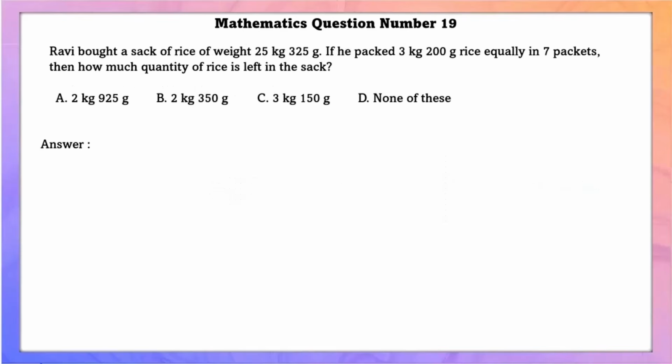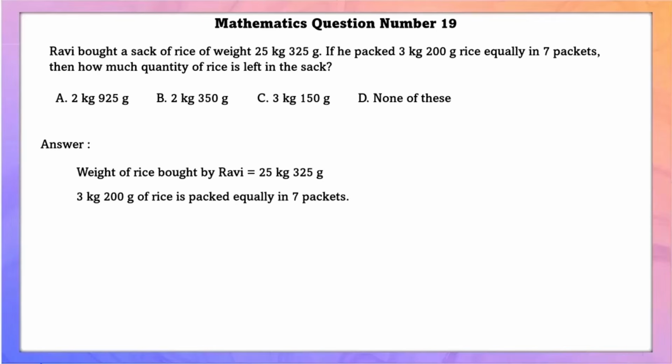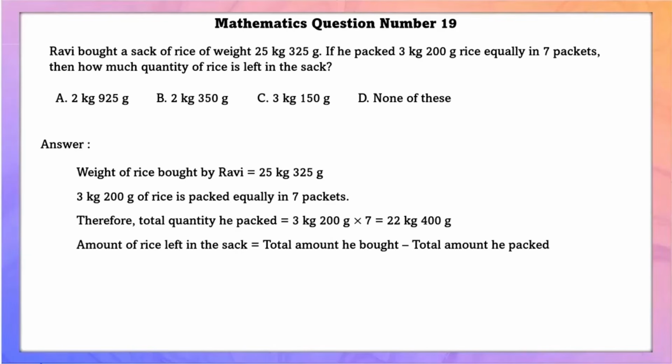Mathematics question number 19. Ravi bought a sack of rice of weight 25 kgs 325 grams. If he packed 3 kgs 200 grams rice equally in 7 packets, then how much quantity of rice is left in the sack? Weight of rice Ravi bought is equal to 25 kgs 325 grams. 3 kgs 200 grams of rice is packed equally in 7 packets. Therefore, total quantity he packed is equal to 22 kgs 400 grams. Amount of rice left in the sack is equal to total amount he bought subtracted by total amount he packed, which is equal to 2 kgs 925 grams.